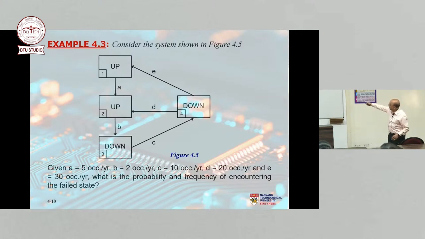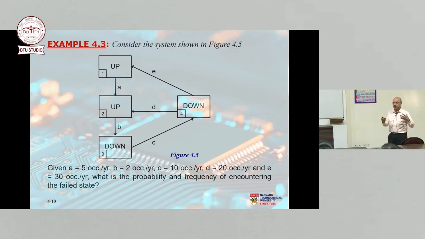So draw a boundary around this. Draw a boundary around this, right? That's what you want, isn't it? Because these 2 are down states. So let's look at this boundary. What will be the frequency? Let me ask you this question. What is the frequency of being in the down state?